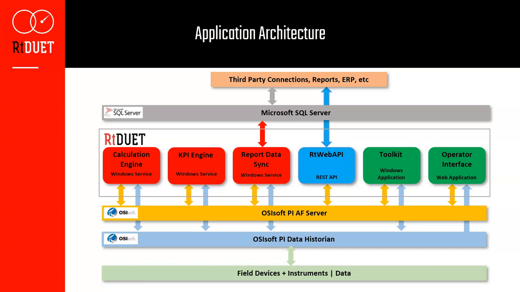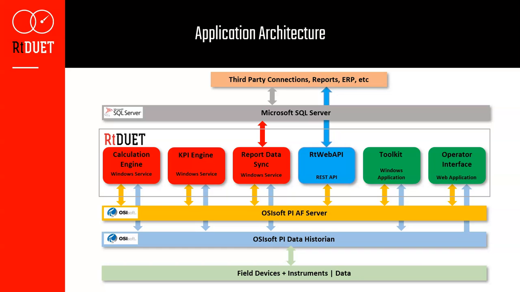This is a high-level diagram of the architecture of RtDUET and how we sit in relation to OSIsoft Pi and SQL Server. As you can see at the bottom of the screen, we have the field devices, PLCs, and sensors. These are connected through interfaces to OSIsoft Pi. RtDUET doesn't connect directly to any sensors. We let Pi look after that. RtDUET sits on top of Pi.